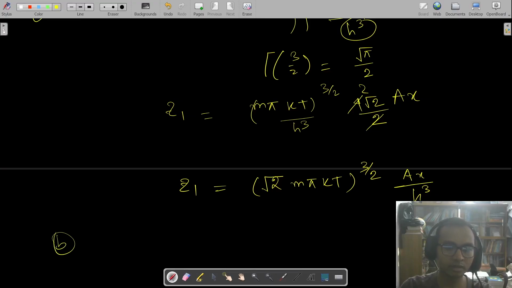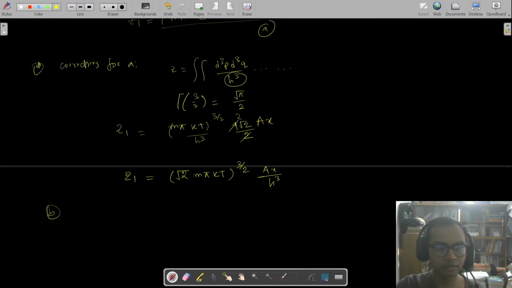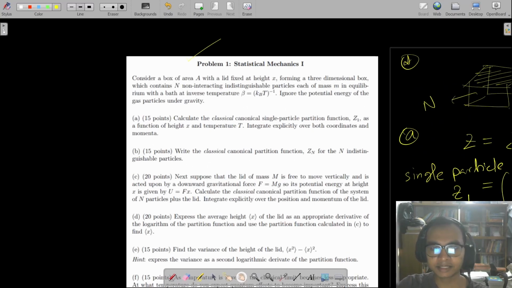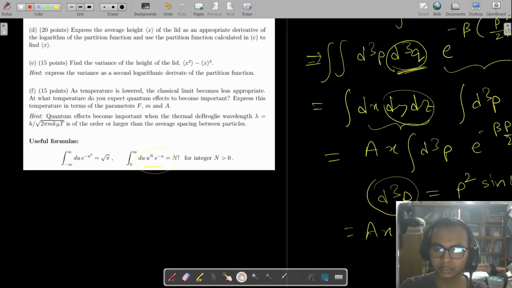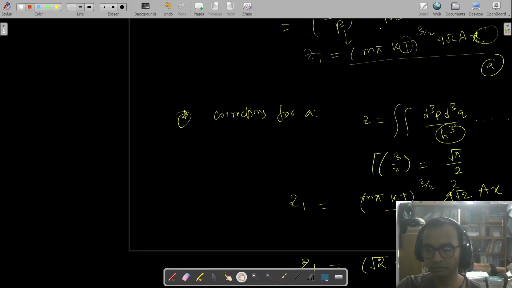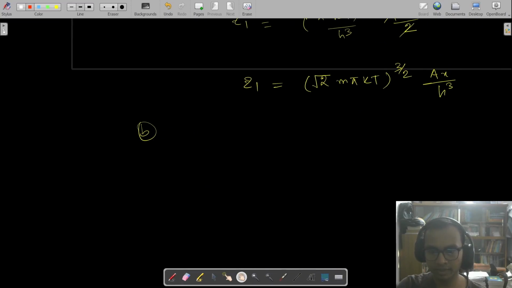Now moving to question B. Here, what do we need to find? Let's go to the question. Now the classical canonical partition function for the indistinguishable particles. Note the particles are indistinguishable. We need to find the classical canonical partition function for this system. Let's get to it. It's really easy to solve.